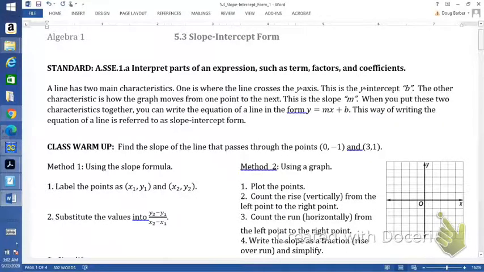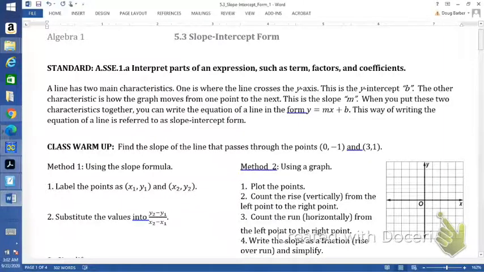A line has two main characteristics. One is where the line crosses the y-axis, I'm sorry, not the x-axis. This is the y-intercept, or the b. And the other characteristic is how the graph moves from one point to the next. This is the slope, or our m. When you put these two characteristics together, you can write the equation of a line in the form y equals mx plus b. This way of writing the equation of a line is referred to as slope-intercept form.